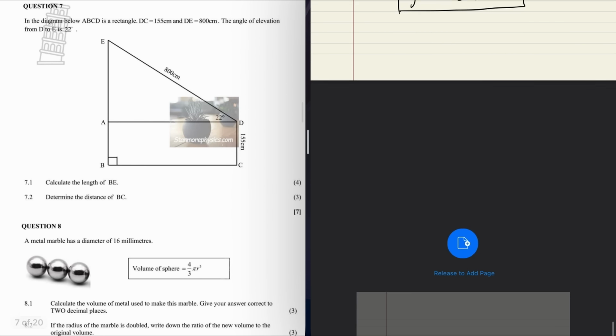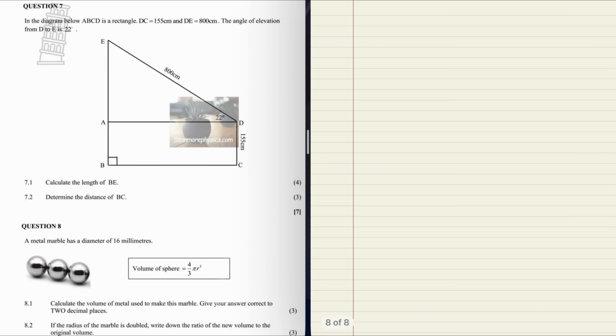Now let's take a look at question number 7. In the diagram below, ABCD is a rectangle, DC is equal to 155 centimeters and DE is 800 centimeters. The angle of elevation from D to E is 22 degrees. Question 7.1, calculate the length of BE. So BE is this entire thing here.